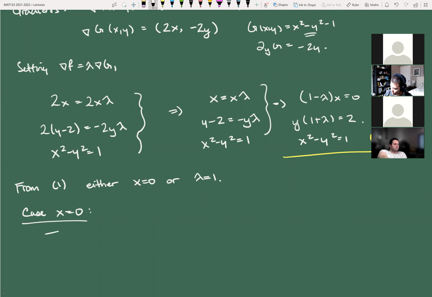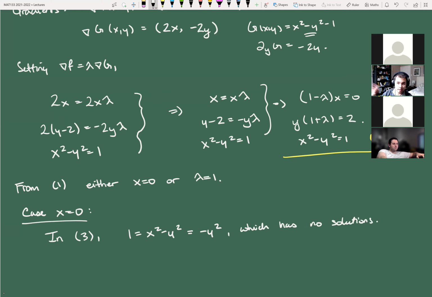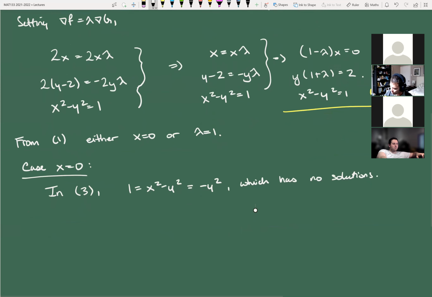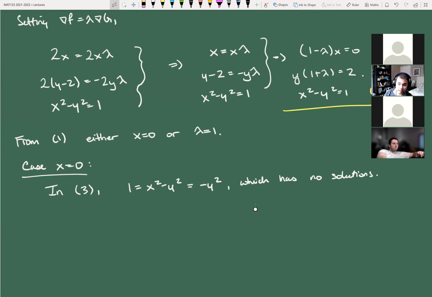So in equation 3, we get 1 is equal to x squared minus y squared. If I plug x equals 0 into that, I get 1 is equal to negative y squared. And this is impossible, right? Like we can't do this. And so we say this case is impossible, which has no solutions. So we just throw this case away immediately. It's not useful. All right. So that's that case. That was nice and easy.